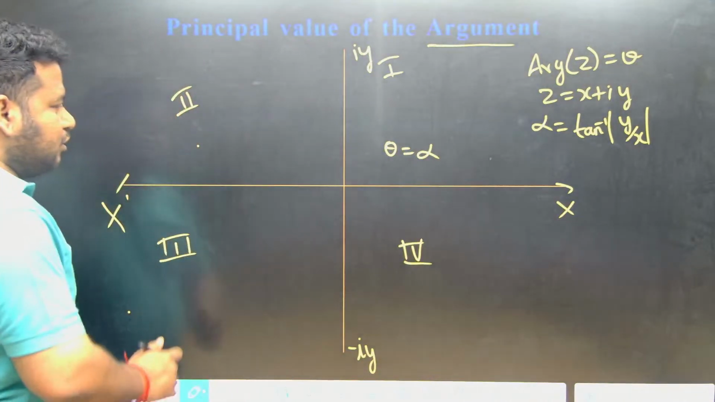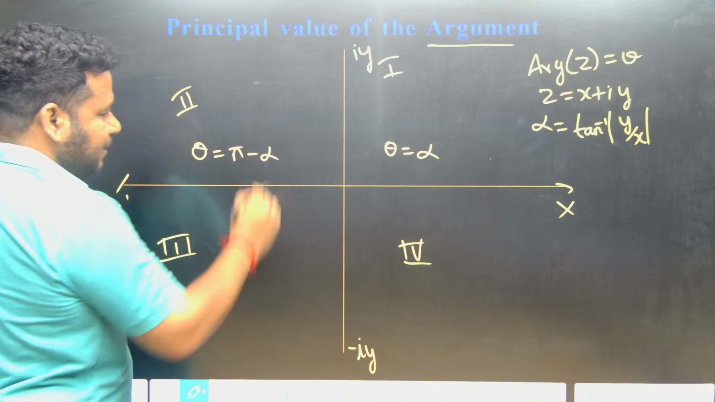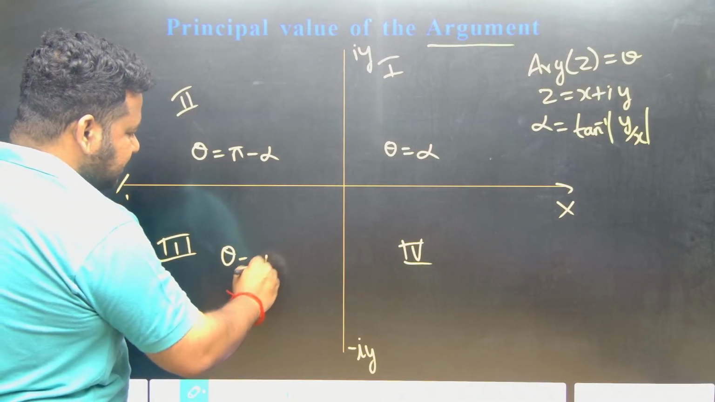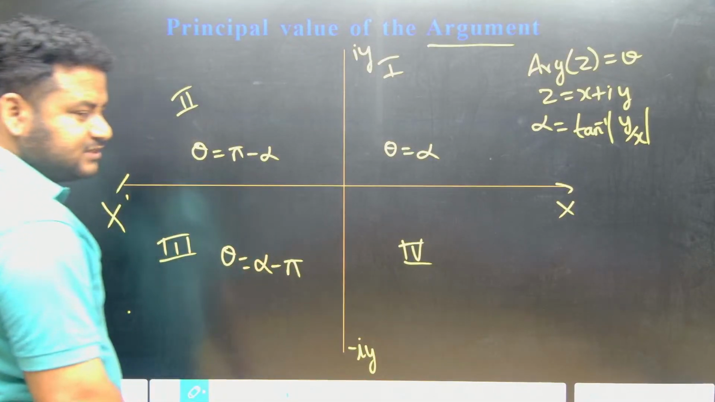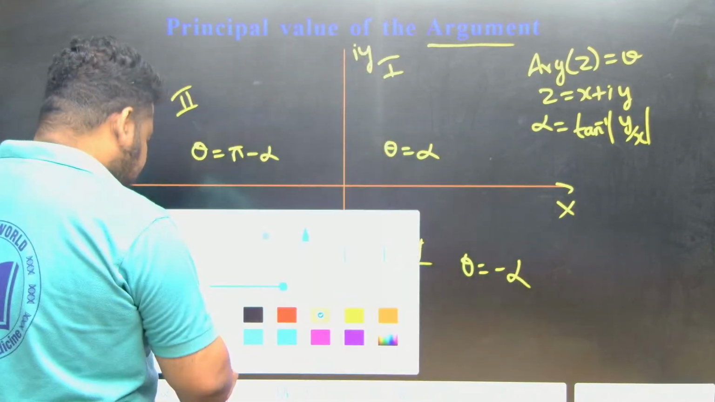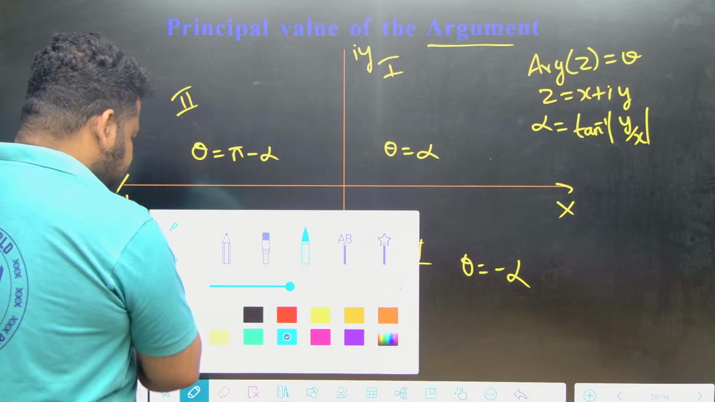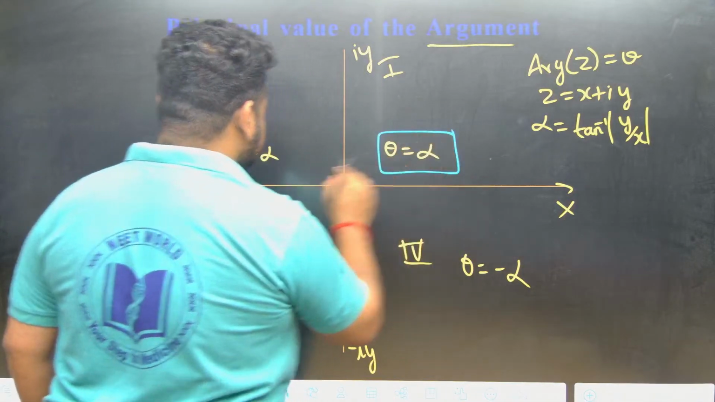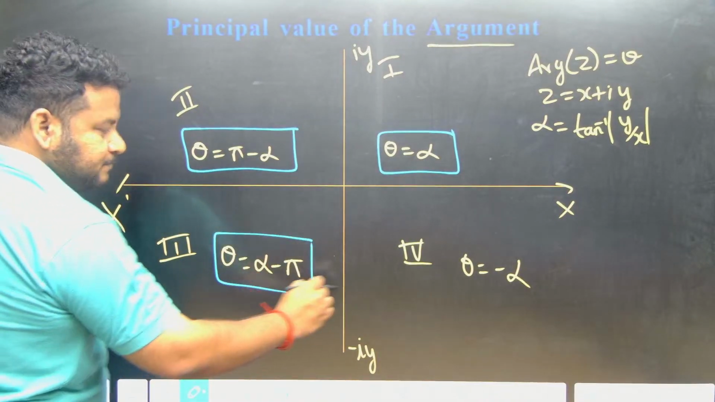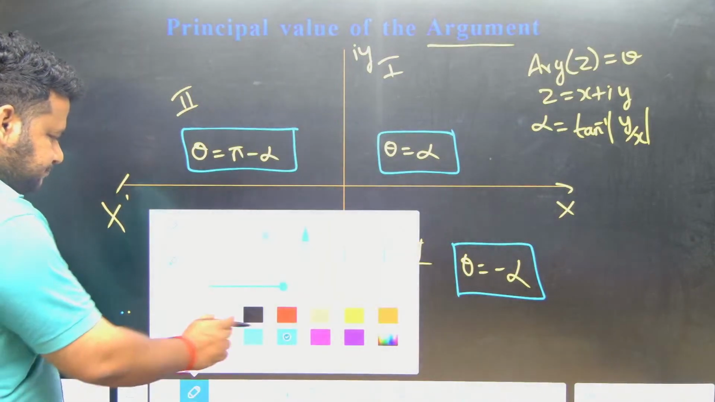Now when it comes to the second quadrant, please be careful, theta is equal to pi minus alpha. What about the third quadrant? In the third quadrant, it is alpha minus pi, and in the fourth quadrant it is minus alpha. Definitely we have to remember these values. That is, theta is equal to alpha in the first quadrant, pi minus alpha in the second quadrant, alpha minus pi in the third quadrant, and minus alpha in the fourth quadrant.